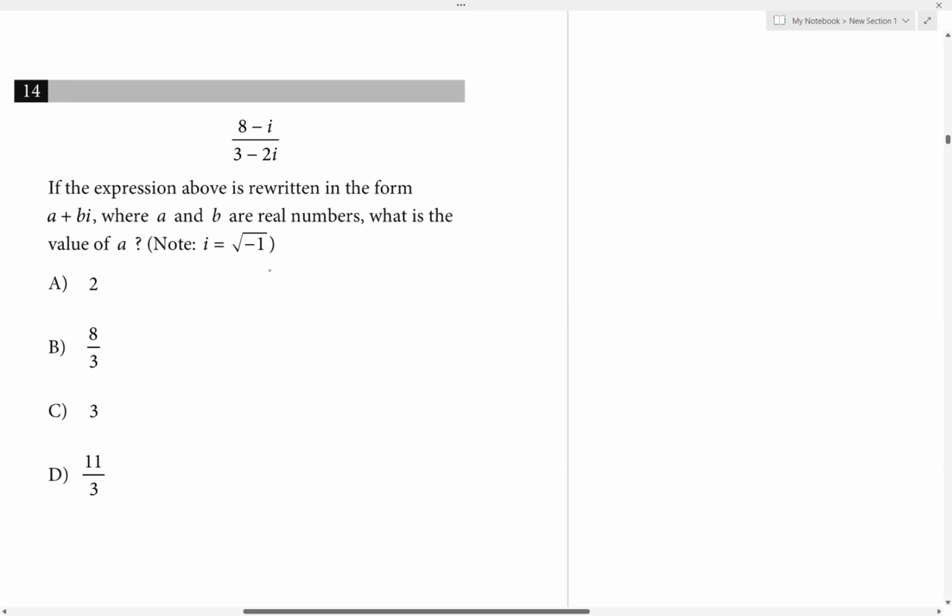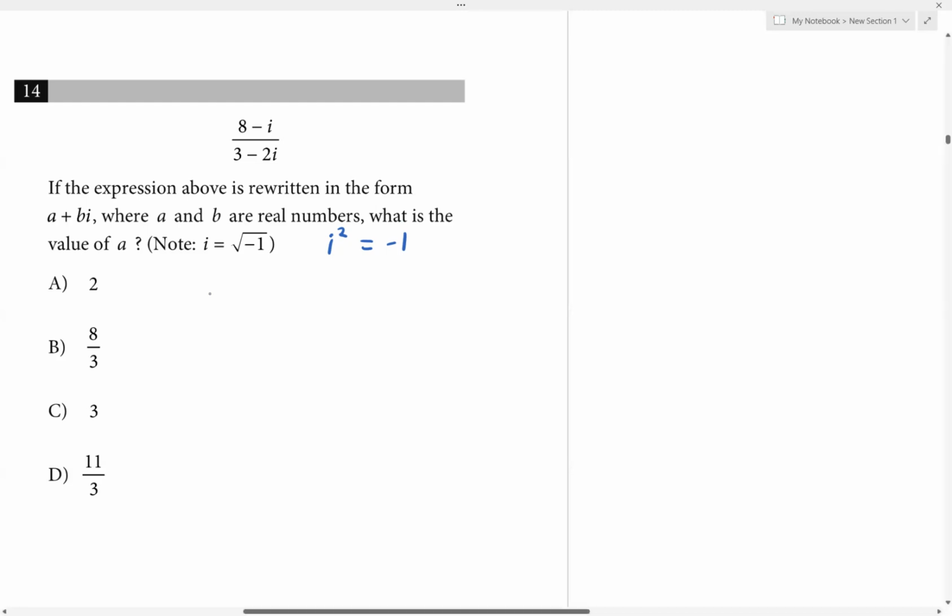Also, keep in mind if you have i squared, we square the i, then this will be the square root of negative 1 squared, which is just equal to negative 1. So i squared is actually a real number, an integer, equal to negative 1. You want to know that as well.